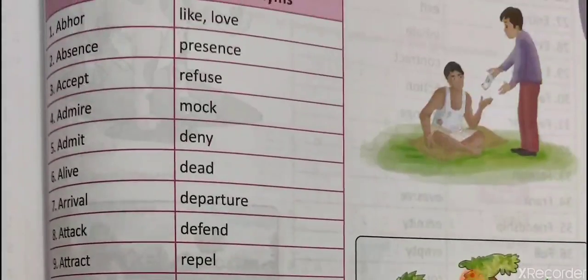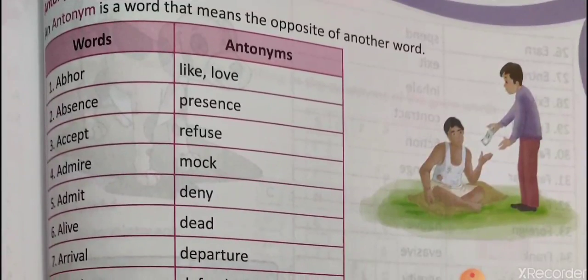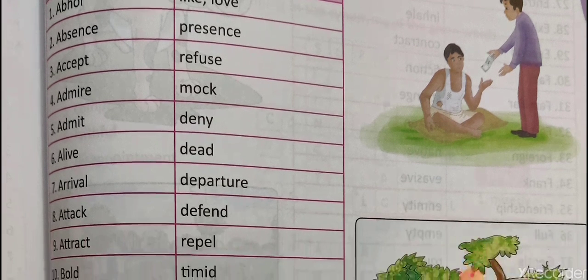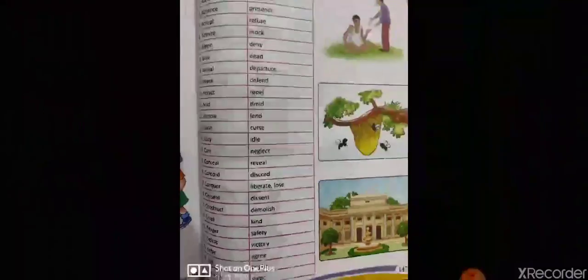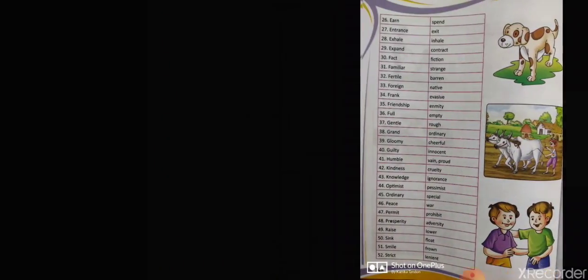Next is antonym. An antonym is a word which means the opposite of another word, like abhor. The opposite of abhor is love, right? Abhor means hate, so the antonym will be love. Absence means the person we are talking about is not present, and presence means if the person is present. Accept, refuse. Admire, mock. Admit, deny. Alive, dead. So these are the examples that you can read on your own, which is on another page also.